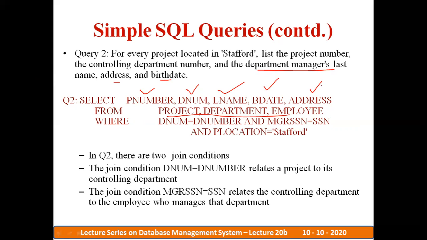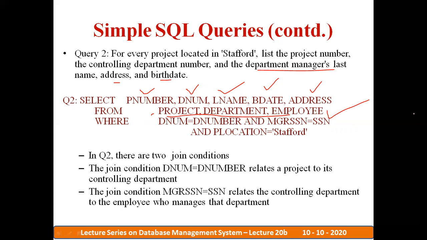This project number is from the table called the project, so that's why I have taken the table here as project. Then the department number is from the table called the department, whereas the last name, birth date and address are from the table called the employee. So totally how many relations are required for me? So totally three relations are required.